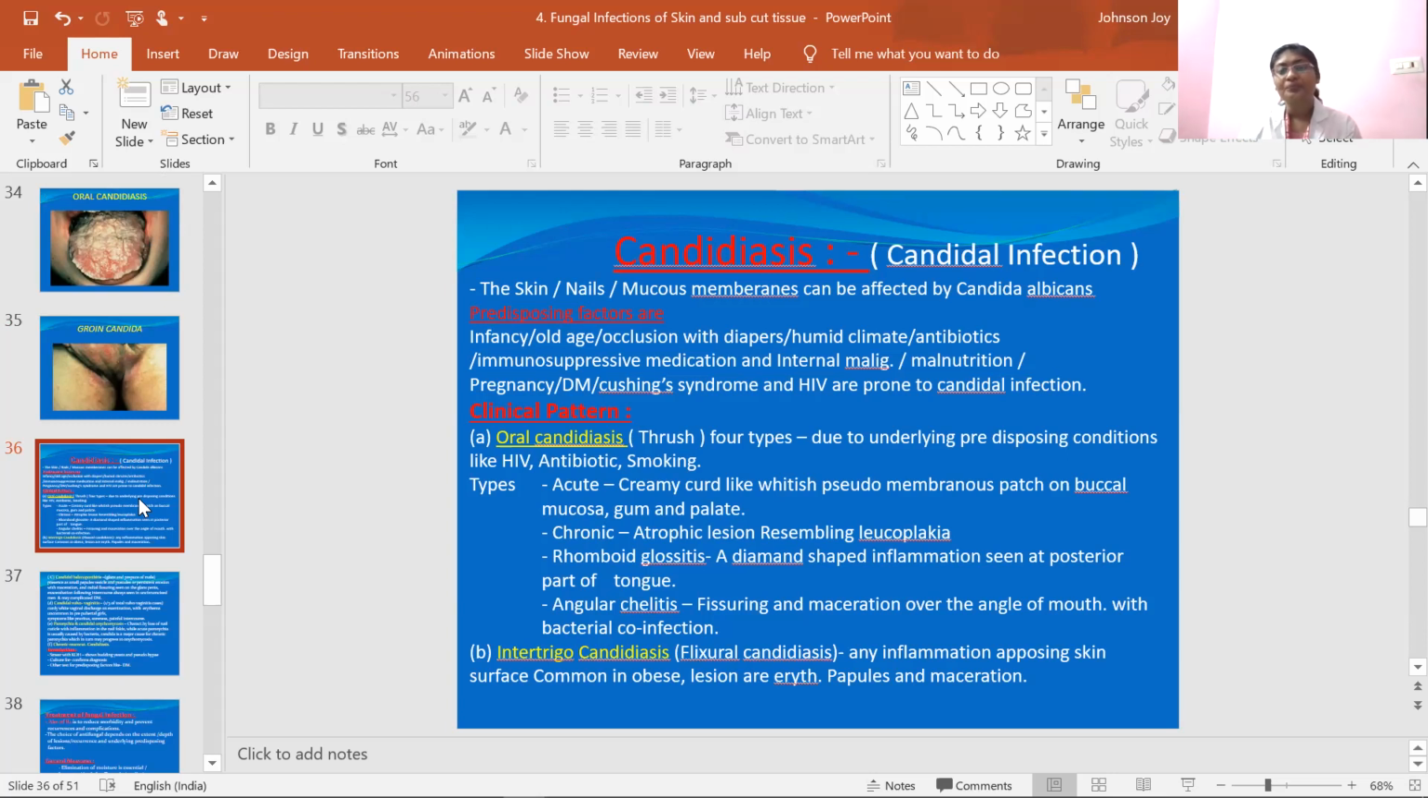Next, the second one is intertriginous candidiasis, also known as flexural candidiasis, which occurs mainly in the skin folds, that is in the axilla, the inframammary area, as well as the groin area. It is any inflammation where skin surfaces oppose, most commonly in obese patients, and the lesions are erythematous, with papules and maceration.